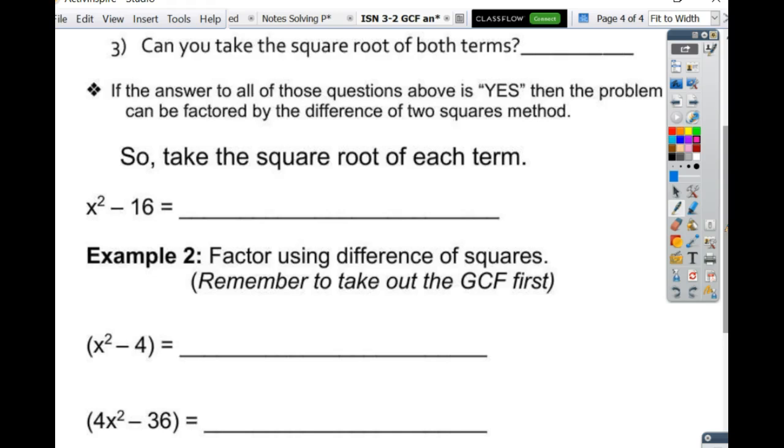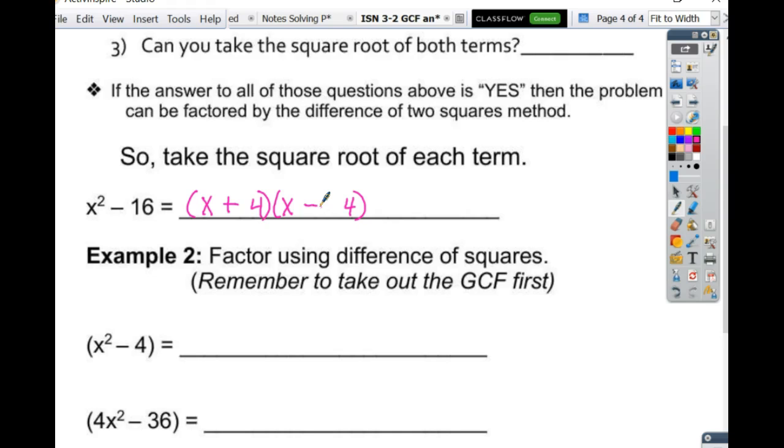The second thing is, it has to be a perfect square. So is 16 a perfect square? Yes. So this is how it works. What's the square root of x squared? X. And what's the square root of 16? 4. And we're going to put a plus and a minus. And here's why this works.